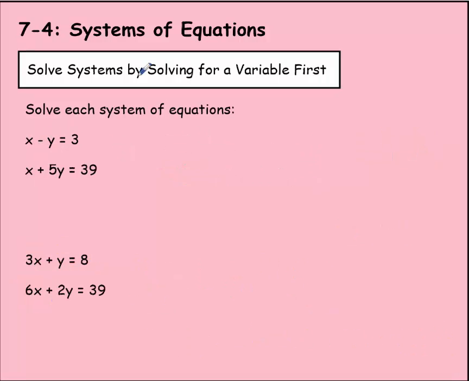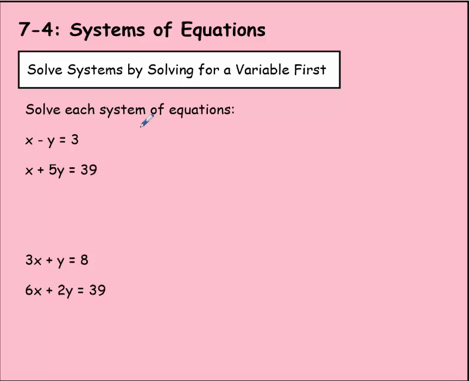Now we need to solve systems by solving for variables first. We're still going to substitute, but we need to figure out what one variable is before we can. We have x minus y equals 3. So to solve for this, I want to isolate that x to find out what that is.